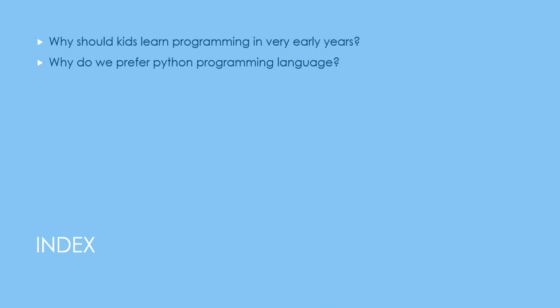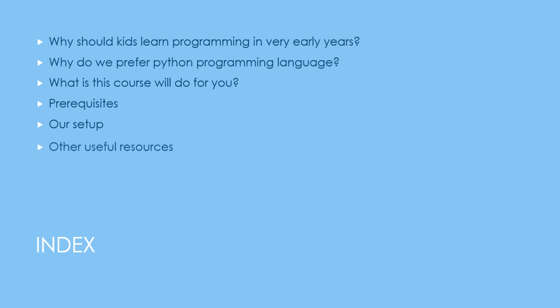During this episode, we'll answer those questions. Why should kids learn programming in very early years? Why do we prefer Python programming language? What will the course do for you? What are the prerequisites, or the things you need before starting this course? Our setup: we will build our setup that will help us build and run our codes. The useful resources: we will also share other useful resources that might help you learn more about Python besides this course. Then finally, we will build our first program, named Hello World, Zombies Had Returned.